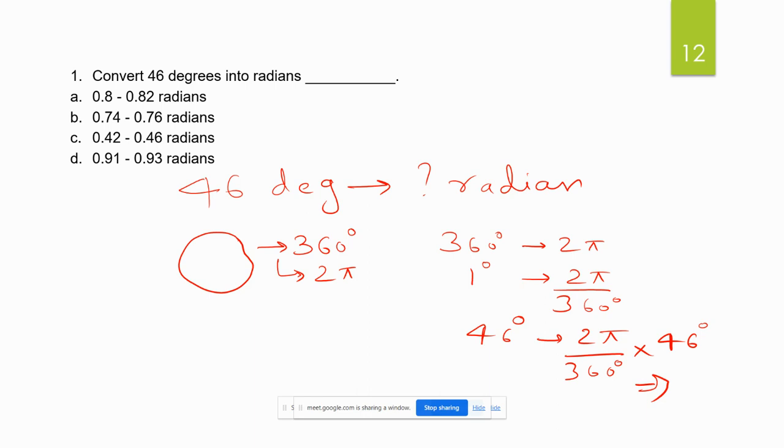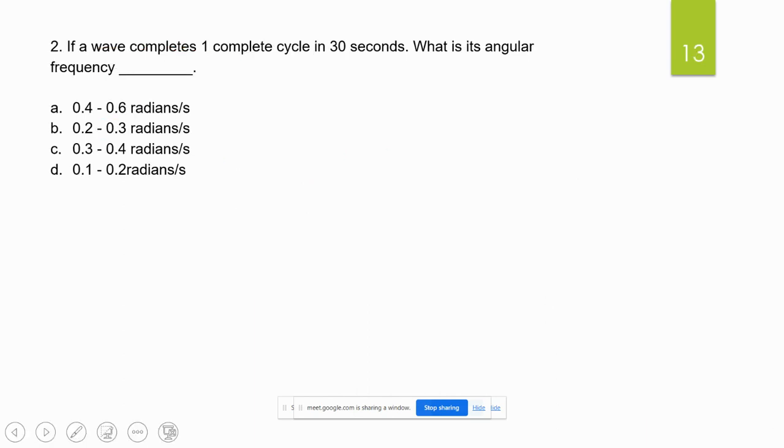I will also use calculator and I will see what is the answer. So if you solve, you will get 0.802 radian. So that is in option A. So answer will be A. So we will go to next question now.